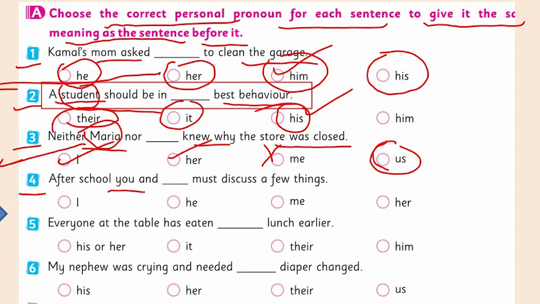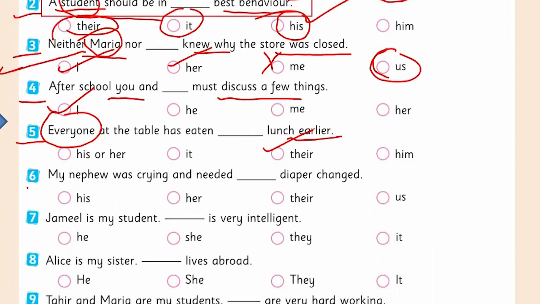After school, you and must discuss a few things. Yes, again, the I option is correct. Look at the fifth one. Everyone at the table has eaten lunch earlier. Everyone here refers to the plural pronouns here. So what will be the right option here? Yes, I told you for plural we use their. Very good. Now look at the sixth one.